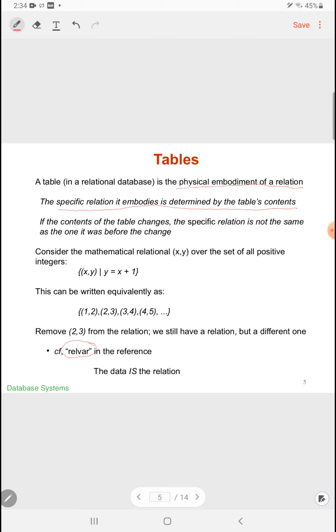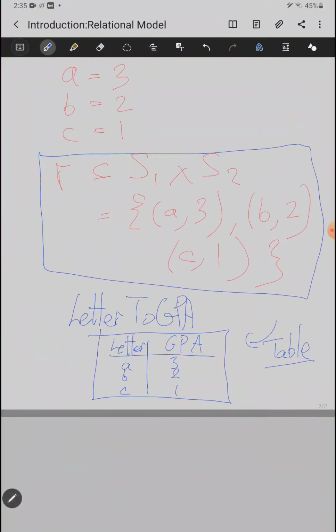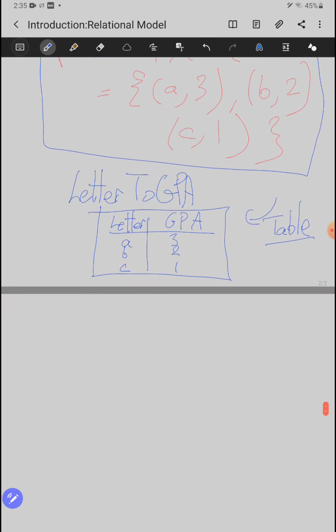His terminology is not necessarily so widely used, although it is very precise. So it's helpful if you have confusion over the precision, but it's probably also worthwhile understanding the term relation as it's more broadly used. Okay? So the specific relation is embodied, is determined by the table contents. So this is our specific relation.